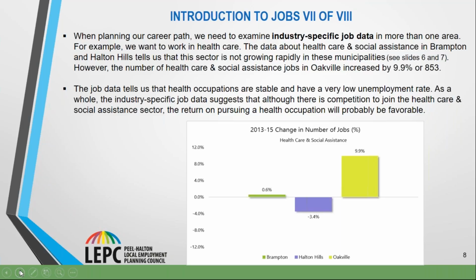If someone is interested in pursuing a career in healthcare and social assistance, he or she should gather data about health occupations in more than one location, such as Brampton, Halton Hills, or Oakville, and at different points in time, such as 2013 and 2015, to discover trends. According to this graph, healthcare occupations are growing in Oakville, which means a higher chance of landing a health position compared to other locations. Additionally, referring back to the previous slide, health occupations have a low unemployment rate and are stable, so the chance of losing a job in this sector is lower compared to other industries.